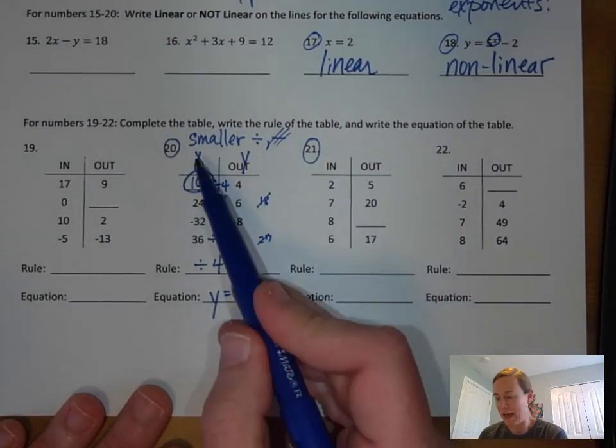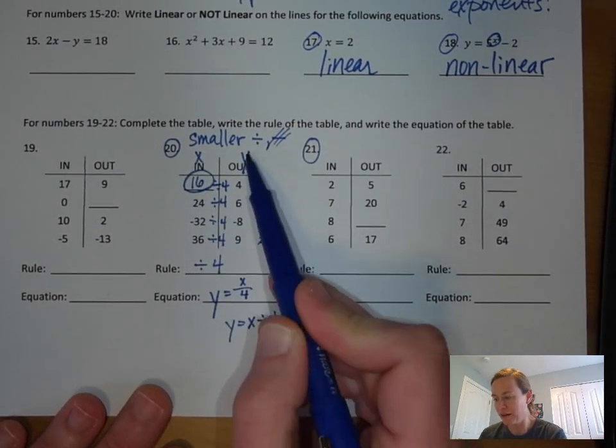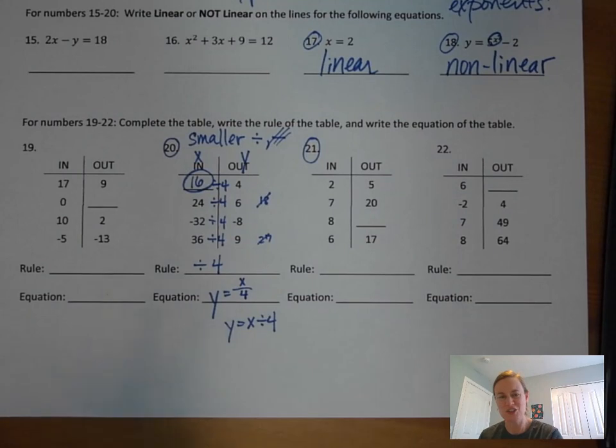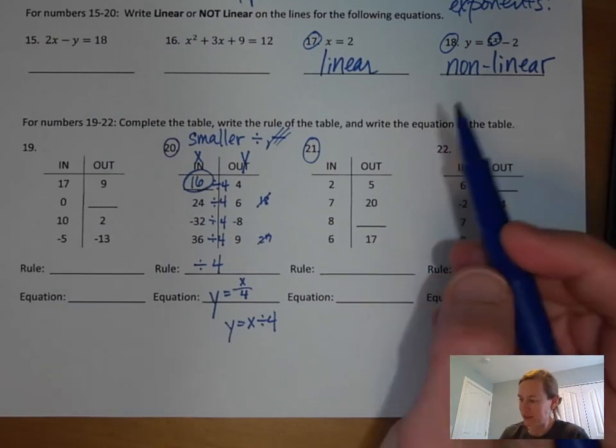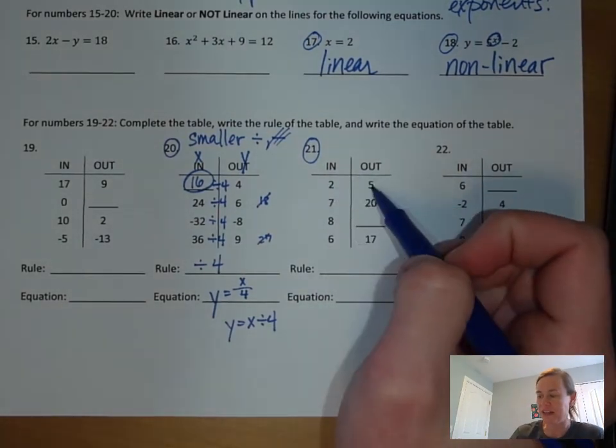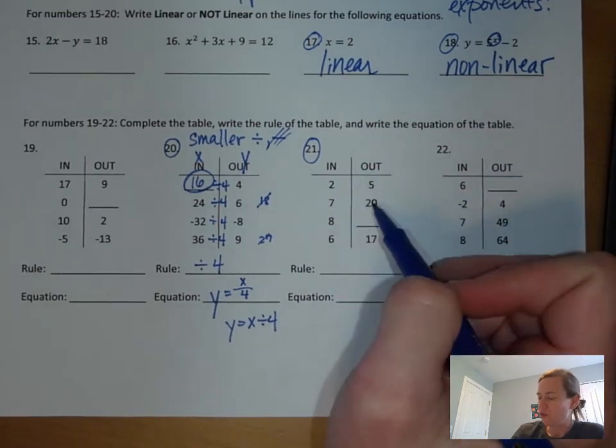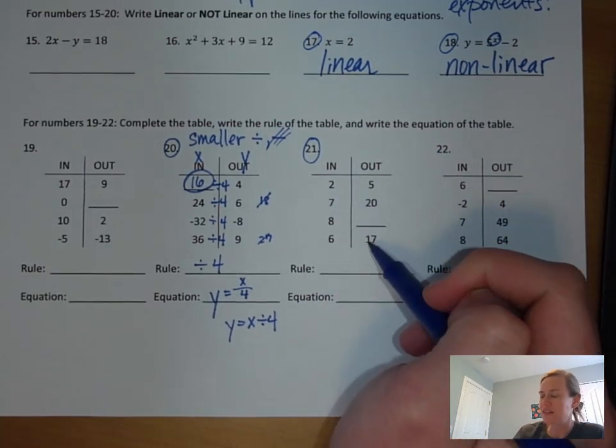All right, so every x divided by 4 equals the y, and that's what we have right here. It's just kind of flipped around in the other order. All right, so that was 20. As you can see, we're also going to take number 21 right here. So our inputs, we have 2 turning into 5, 7 turns into 20, and 6 turns into 17.